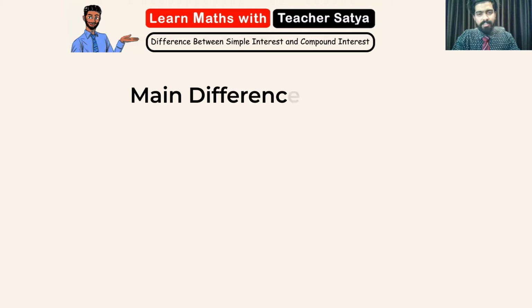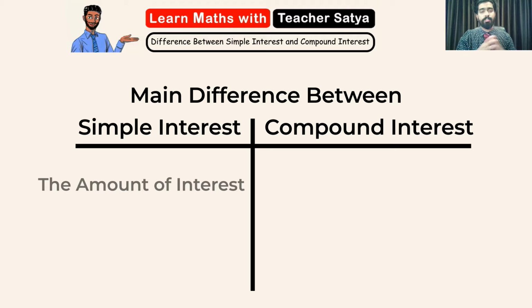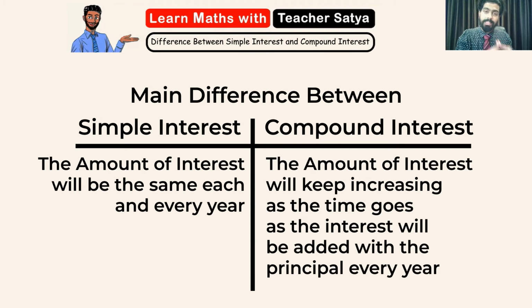So the main difference in simple interest and compound interest is, in simple interest, the amount of interest will be the same each and every year. But in compound interest, the amount of interest will keep increasing as the time goes, as the interest will be added with the principal every year. Now let's go ahead and solve a question so you guys can understand it better.